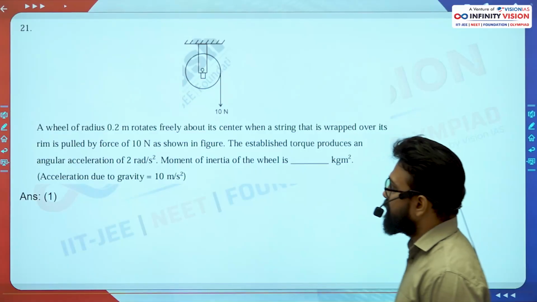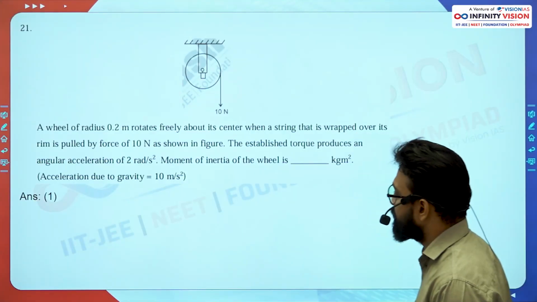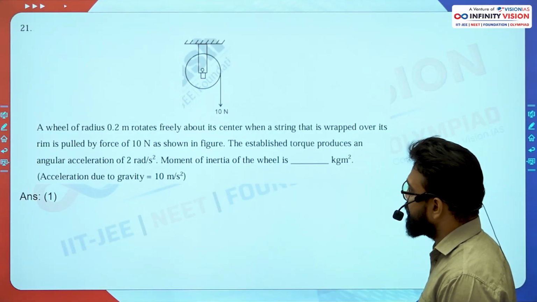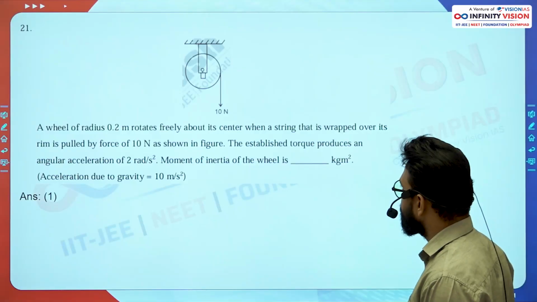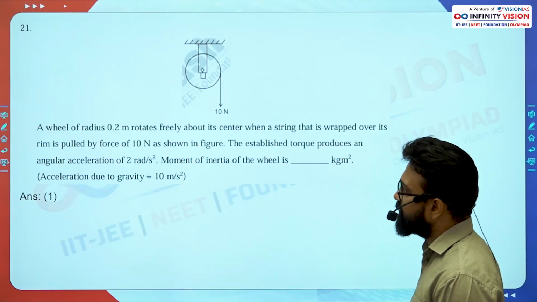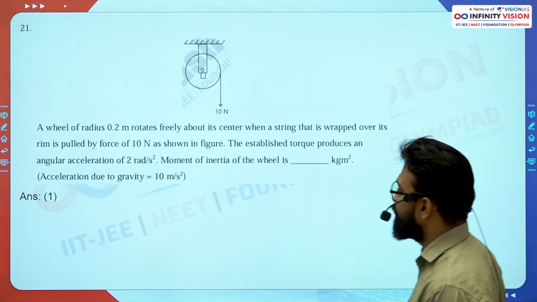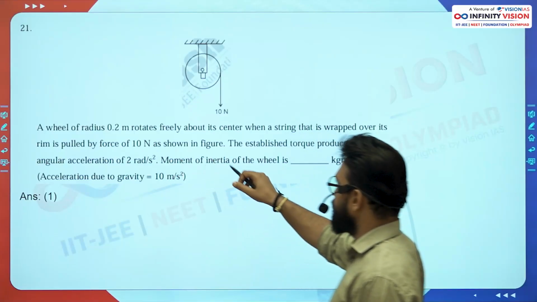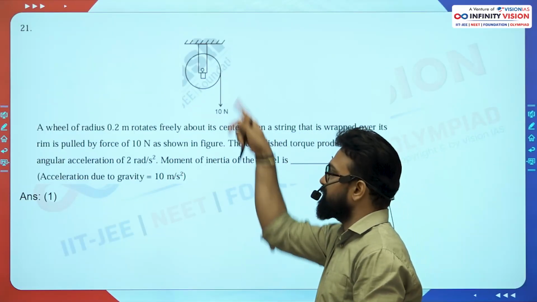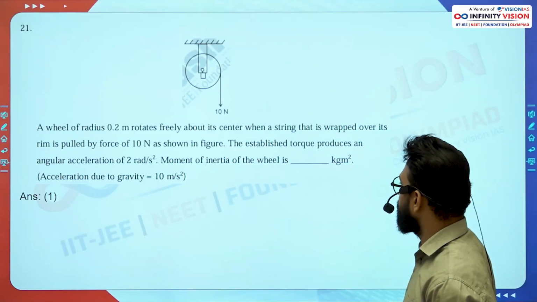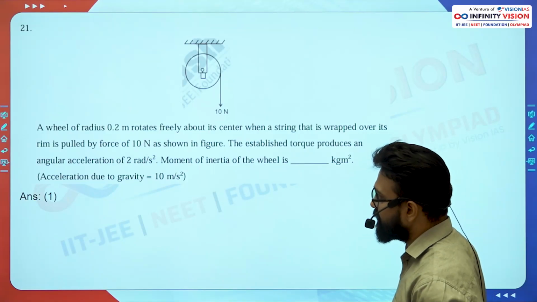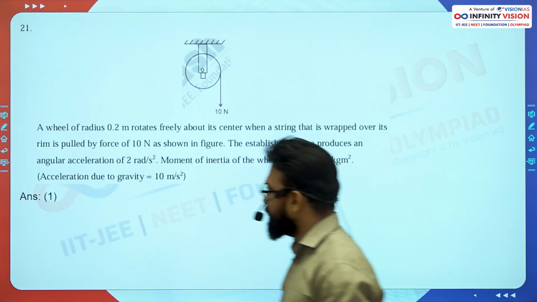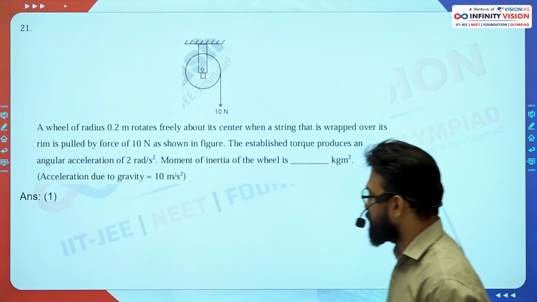Next, a wheel of radius 0.2 meter rotates freely about its center when a string wrapped over its rim is pulled by a force of 10 Newton, as shown in the figure. So you are pulling it and it rotates. The established torque produces an angular acceleration of 2 radian per second square.